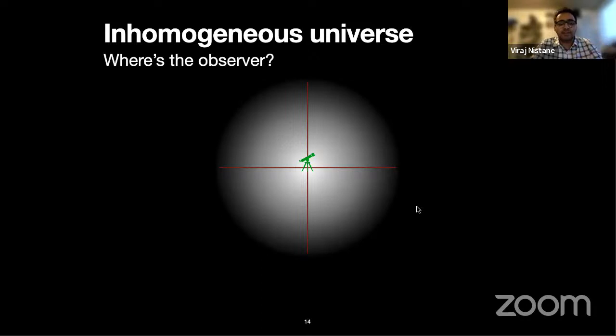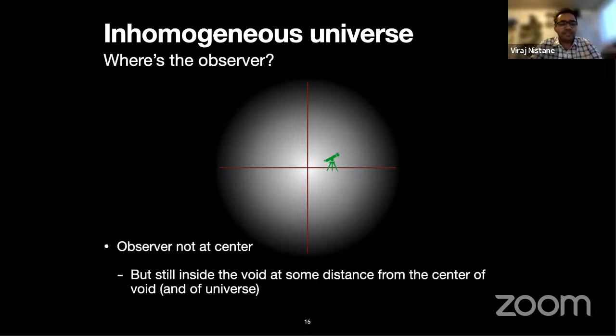This Copernican principle, in a way, advocates the cosmological principle of large-scale homogeneity and isotropy. So we move the observer off the center. The observer is not at the center, but still inside the void, at some distance, let's say R0, from the center of the void and the universe. Now, given that I'm constantly talking about the void and the flat homogeneous region outside the void, the next question is, what does the matter distribution look like in such a universe?